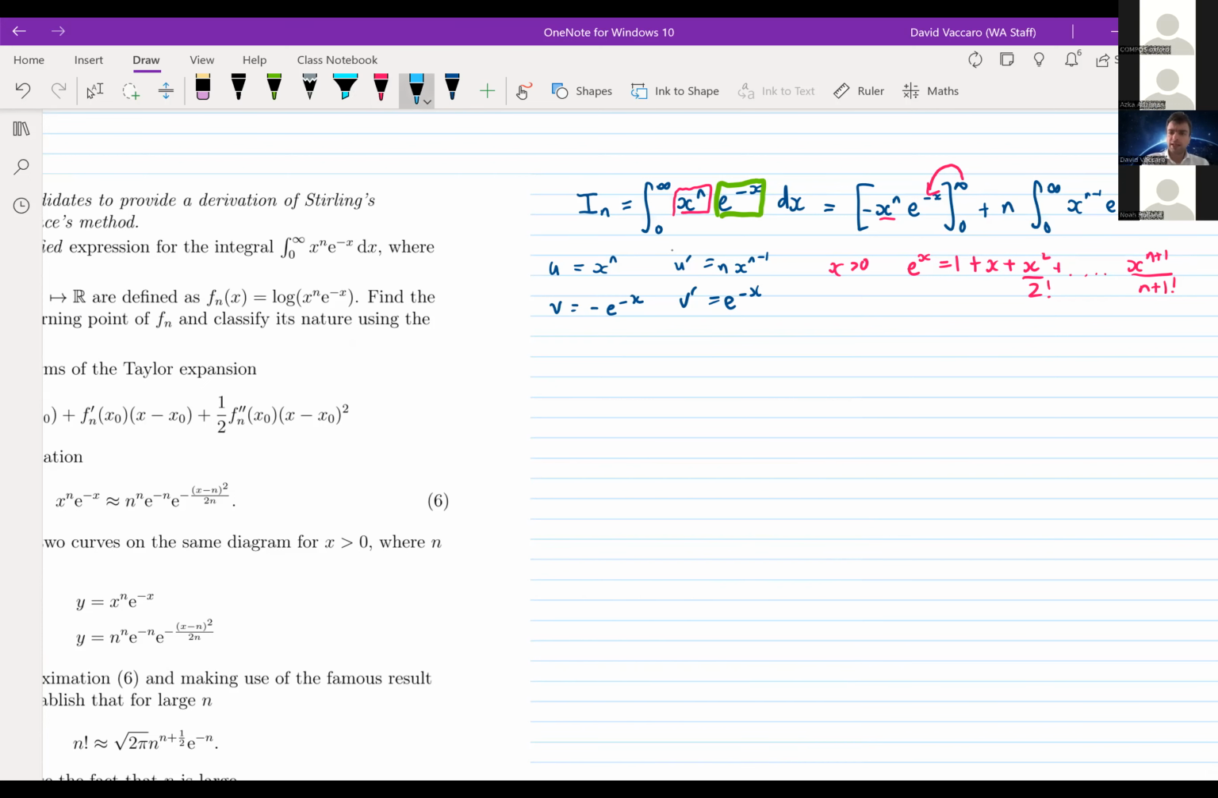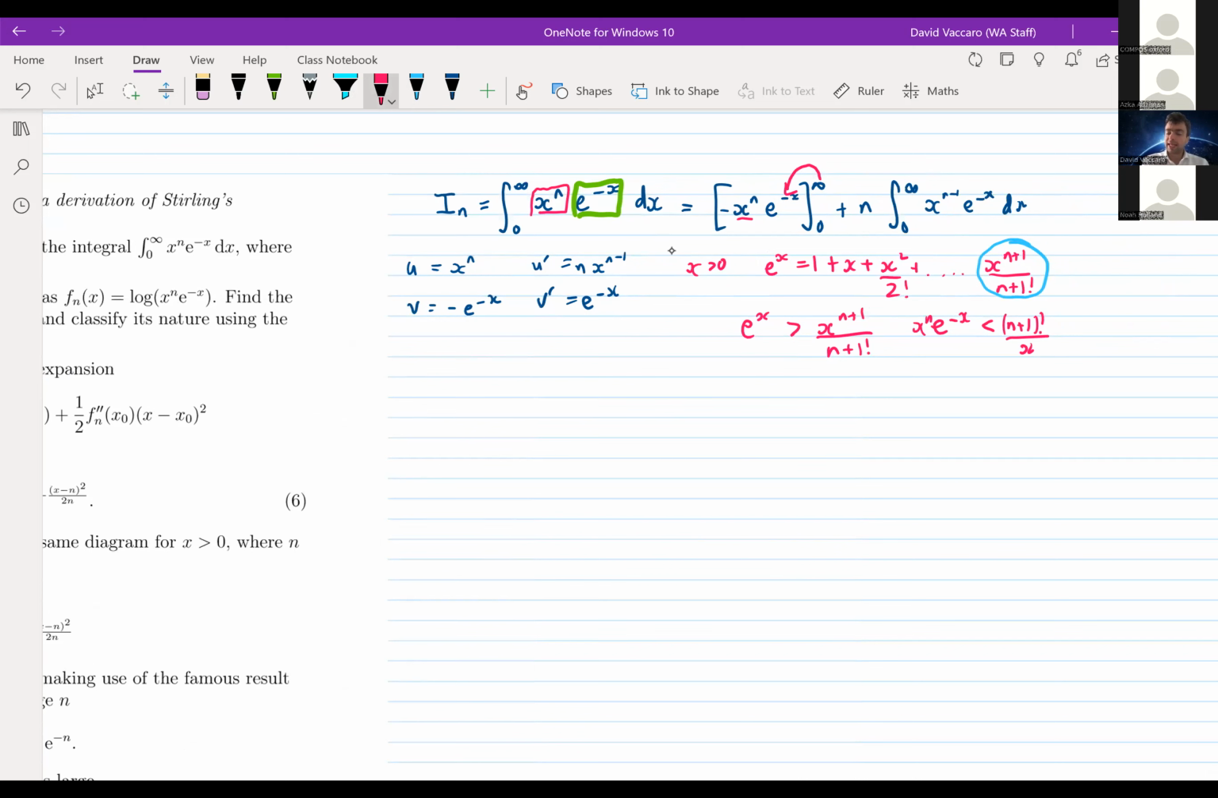So in particular, it's got a term in x to the power of n plus 1, which will grow faster than the x to the n term. So I can say that e to the x is bigger than x to the n plus 1 over n plus 1 factorial. So e to the negative x times x to the n is less than n plus 1 factorial over x. And as x gets big, this goes to 0.